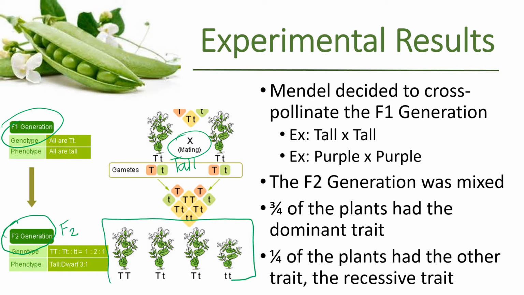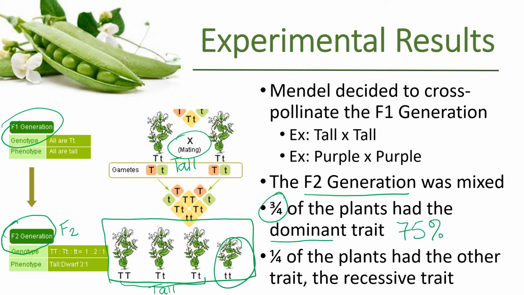And as a result, he had some very fascinating results. Three plants were tall, and one plant was short. And the same thing happened every single time that he performed this F2 generation cross. Three-fourths, or 75% of the plants, had the dominant trait. One-fourth of the plants, or 25% of them, had the recessive trait.